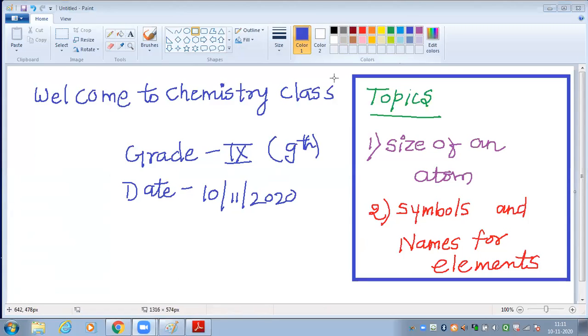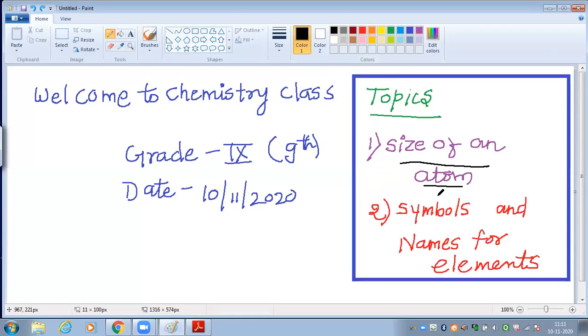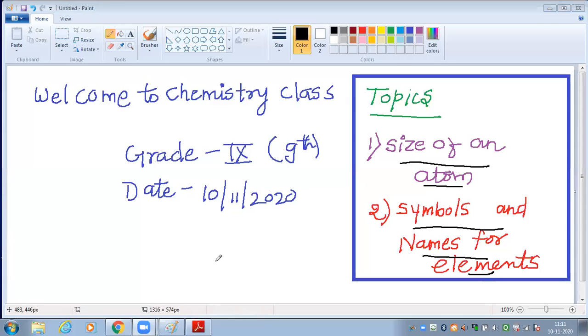I welcome all of you to the chemistry class for 9th standard. And today we are going to discuss the various topics. These topics that we are going to discuss today are the size of the atom. Even in the last period, we have studied about the size of the atoms. Today, we are going to revise it and understand it once again. And we will see the various symbols and names for the elements. So let us start our class.